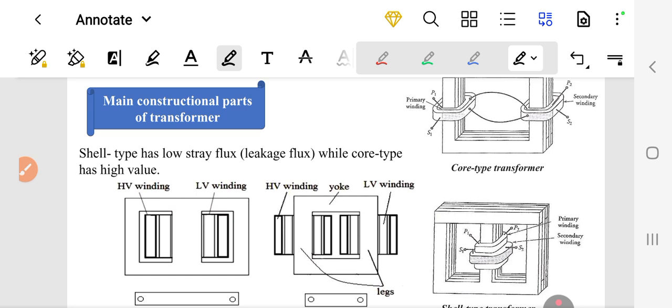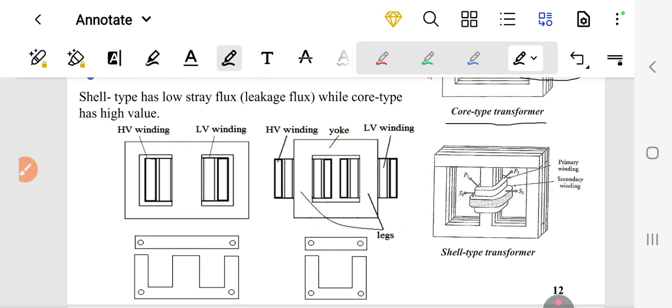There are two shapes of the transformer core. One is the core type transformer, where the coils are on separate sides of the core: the primary winding is connected at one side, and the secondary is on the other side of the core. The second type is the shell type. For the shell type, both the primary and secondary windings are wound across the same leg, which is the center leg, and are wound over each other.